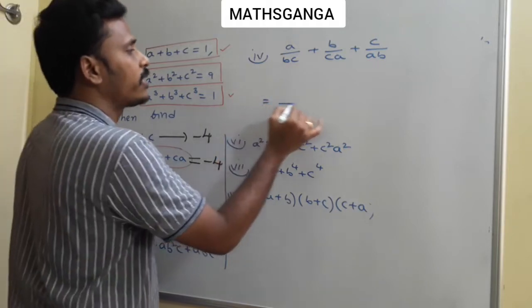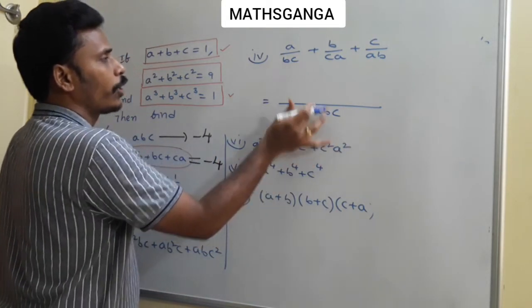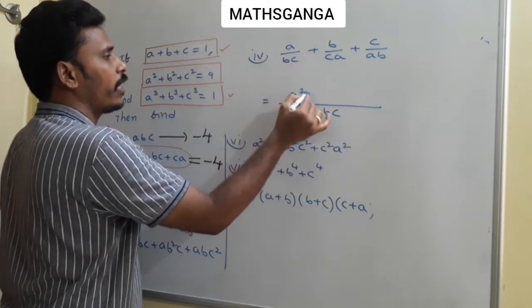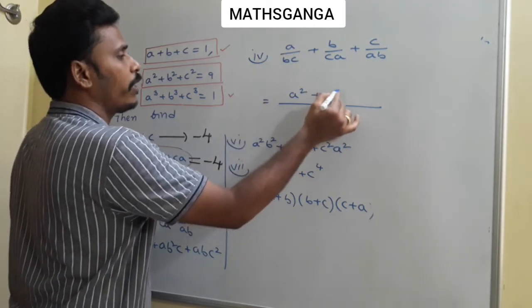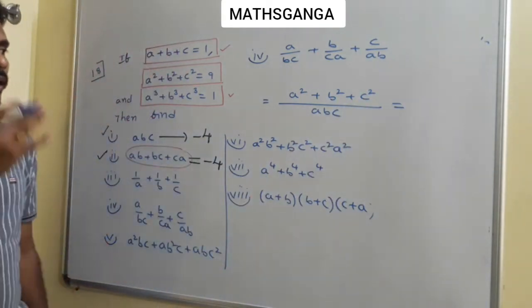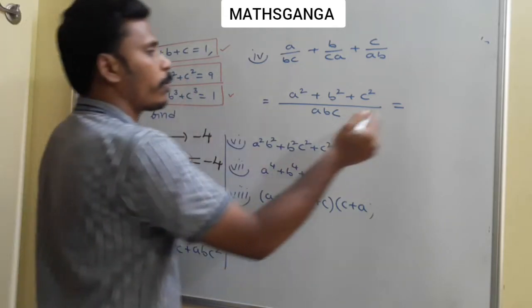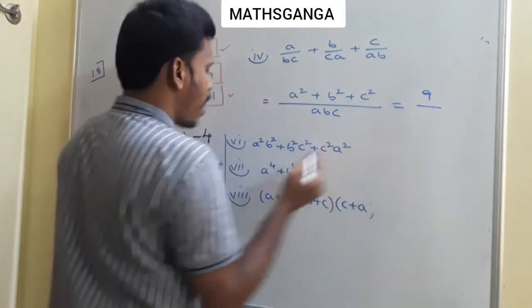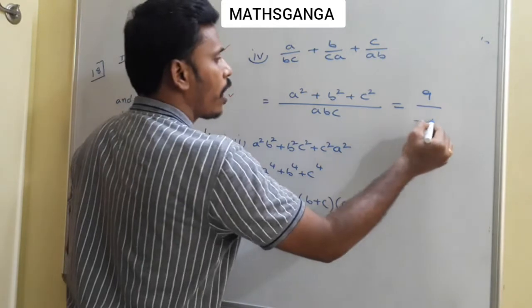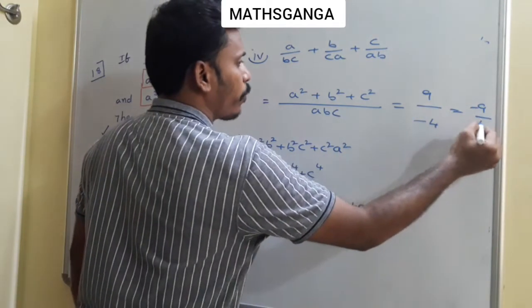Now if you take the LCM as abc, right, since bc is the same thing, you need to multiply a with a like a square, and ca is the same thing, b square, and ab is the same thing, c square. So the numerator is what? a square plus b square plus c square by abc. I know that a square plus b square plus c square is 9 and abc as minus 4, and your answer for this is minus 9 by 4. There ends the problem. Okay.